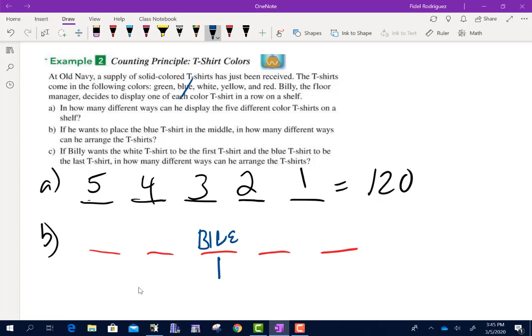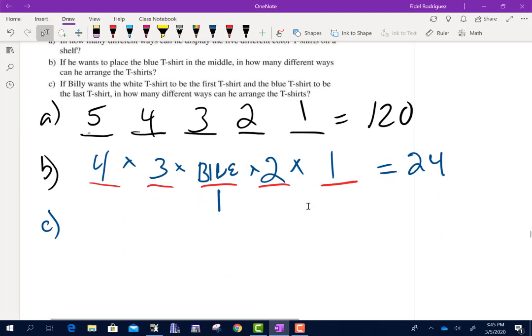So now that he's chosen the blue, he has 4 choices here, 3 choices here, 2 choices here, and 1 choice there. So again, I'm going to multiply 4 times 3 times 1 times 2 times 1. I don't need a calculator for this. 4 times 3 is 12, times 1 is still 12, times 2 is 24.